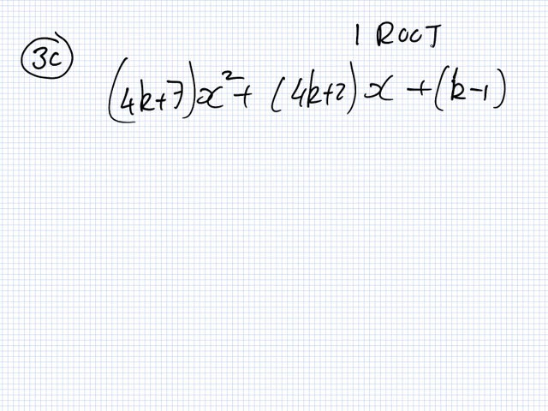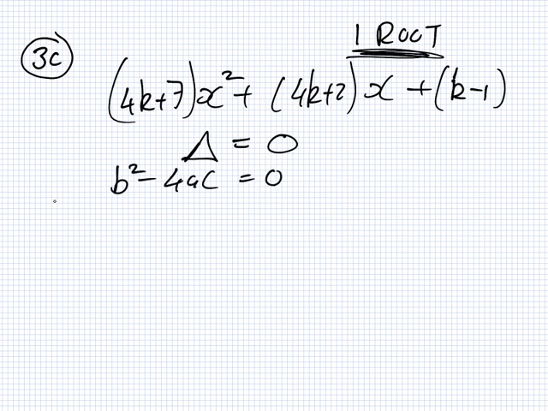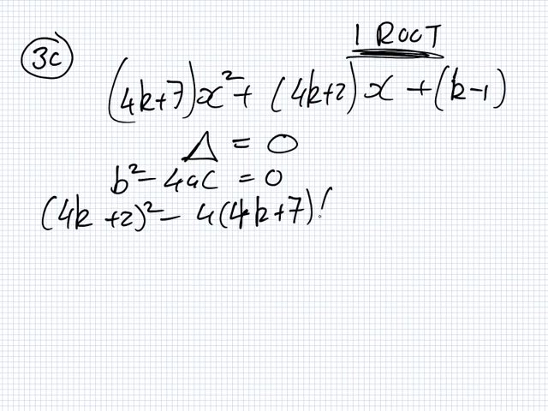If it has 1 root, what should the discriminant equal? It should equal 0. So b squared minus 4ac should equal 0: 4k plus 2 squared minus 4 times 4k plus 7 times k minus 1 should equal 0. Because this is the b, this is the a, and this is the c.